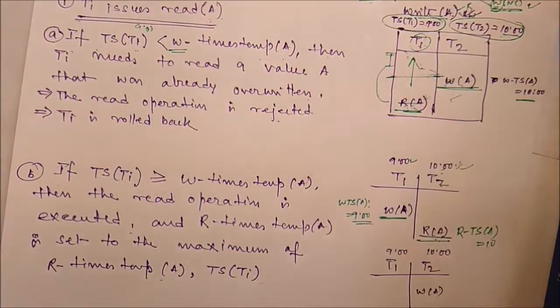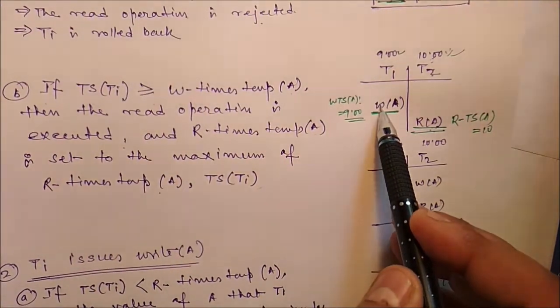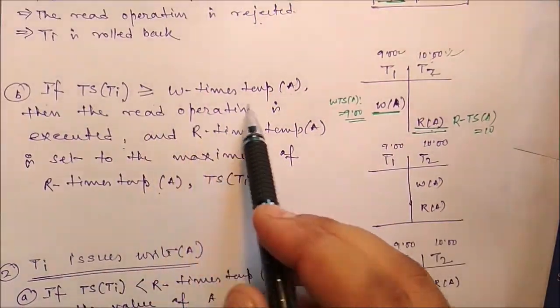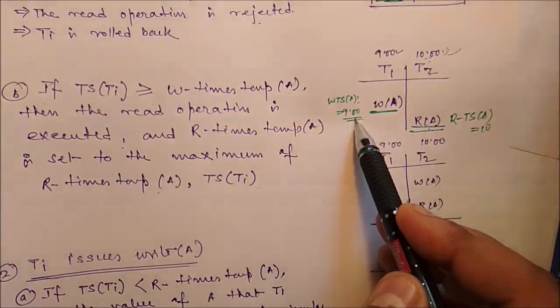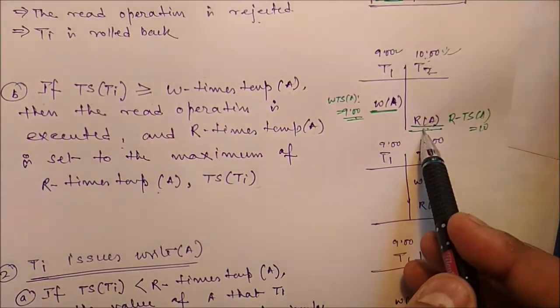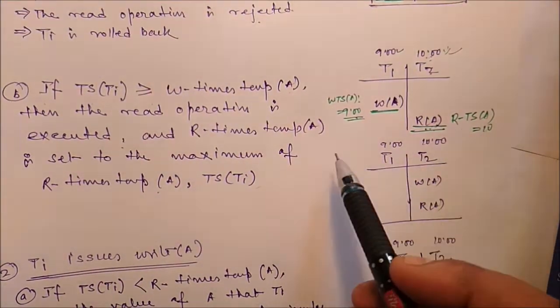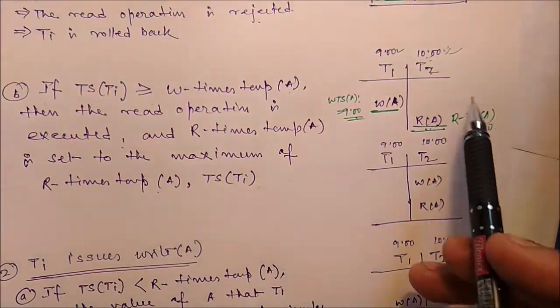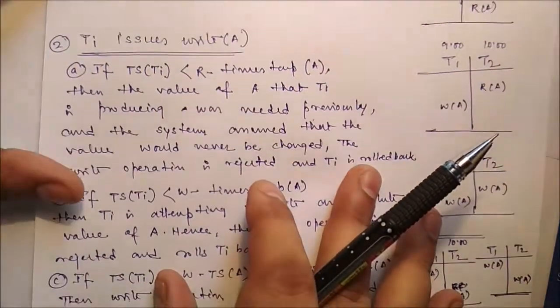But if the opposite case is there, where TS(Ti) is greater than the W-timestamp, then the read operation is executed and the maximum R-timestamp value is the same as the R-timestamp. So it is 10. Now if T2 issues a write operation, you can see this one.